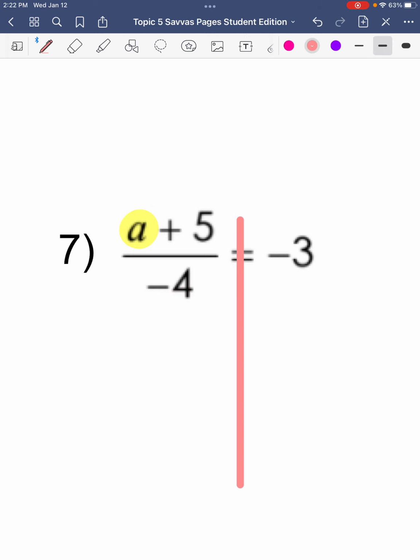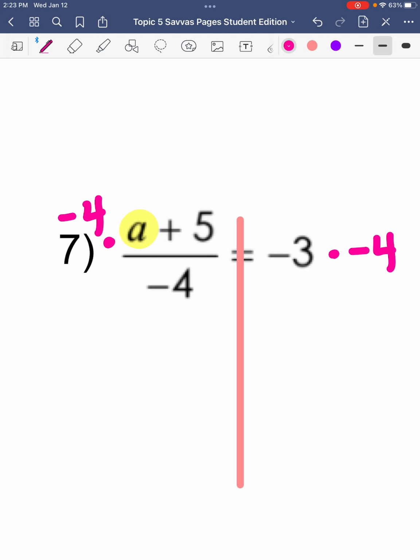And we remember that if we have a over 2 equals 5, to clear that fraction, I would just multiply by 2 on both sides, because fractions represent division, right? So I'm doing the same thing here. So to undo dividing everything by negative 4, I'm going to multiply by negative 4. And I do that on both sides of my equal sign to keep everything balanced.